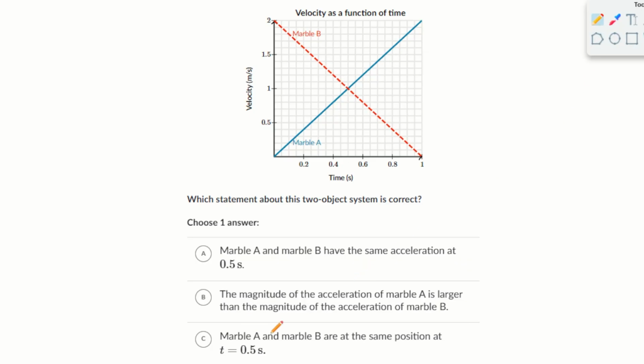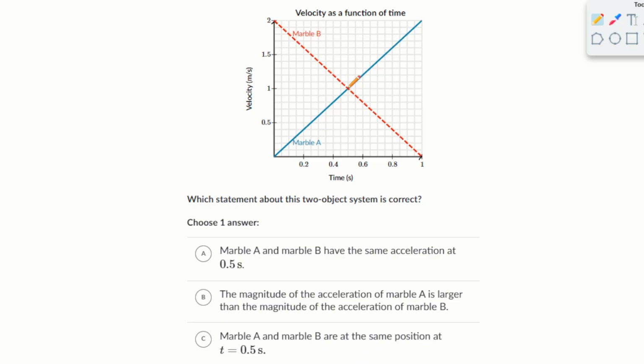Choice C says marble A and marble B are at the same point at t equals 0.5. So if we look here, t is equal to 0.5, we can check that here they do have the same velocity, but we need to know if they're at the same position. And to do that, you might be wondering how we're going to find the position. Earlier I said the area under a velocity versus time graph is displacement. So here we're going to find the displacement of both graphs.